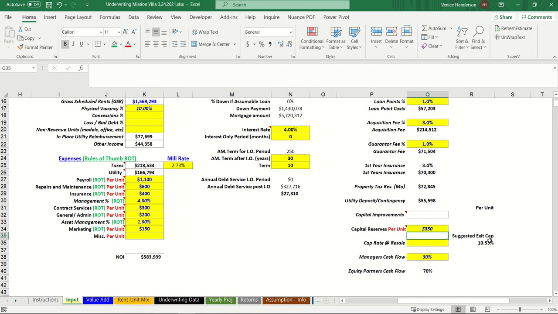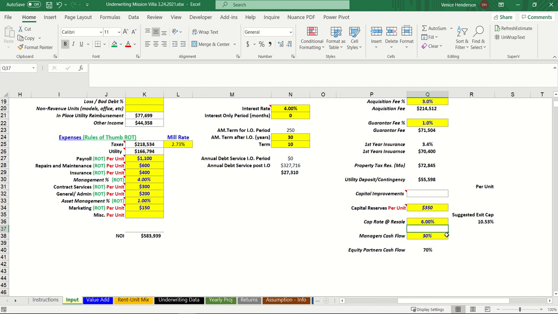Suggested exit cap rate is, wow. Cap at resale. So let's just say we're going to offer them a 6% cap rate. And that's our split, 30 to 70. So I'm going to save because we've inputted all the information.